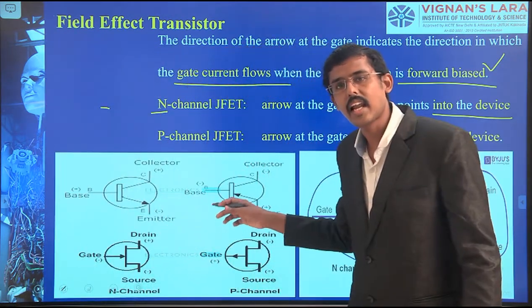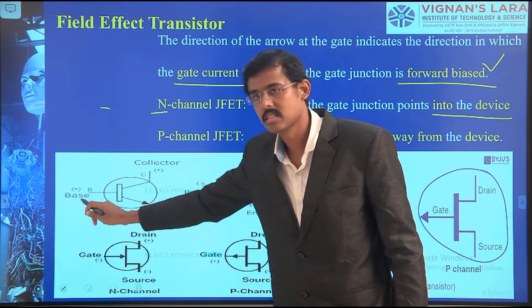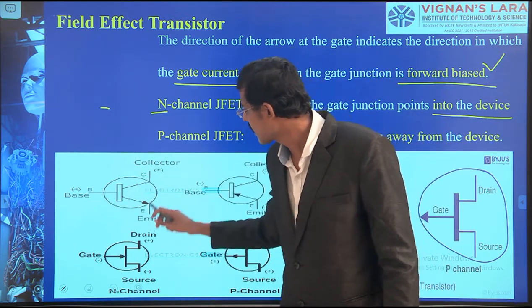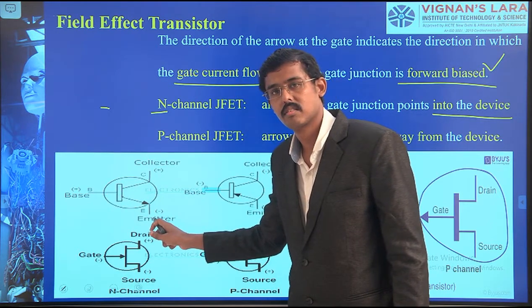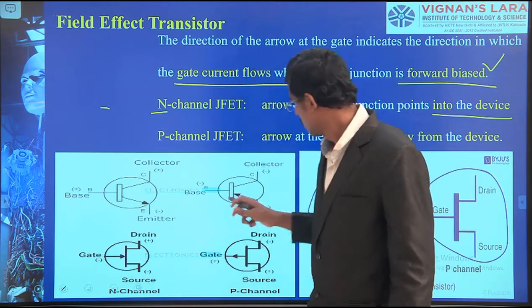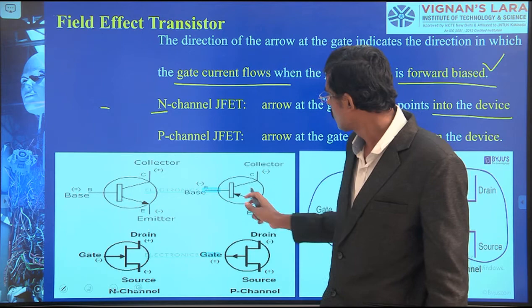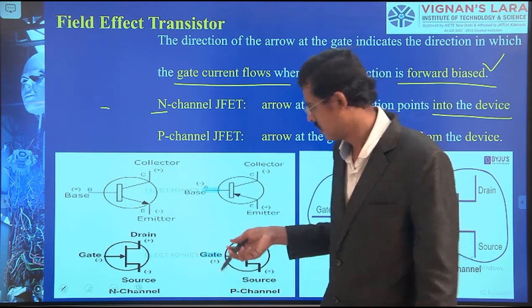Recall this from the transistor: this is the emitter, collector and the base. For NPN junctions, I have given the arrow from the base to the emitter. Similarly here, I have given gate to source. For the P type, emitter to base, it's going outside. Okay, don't confuse.